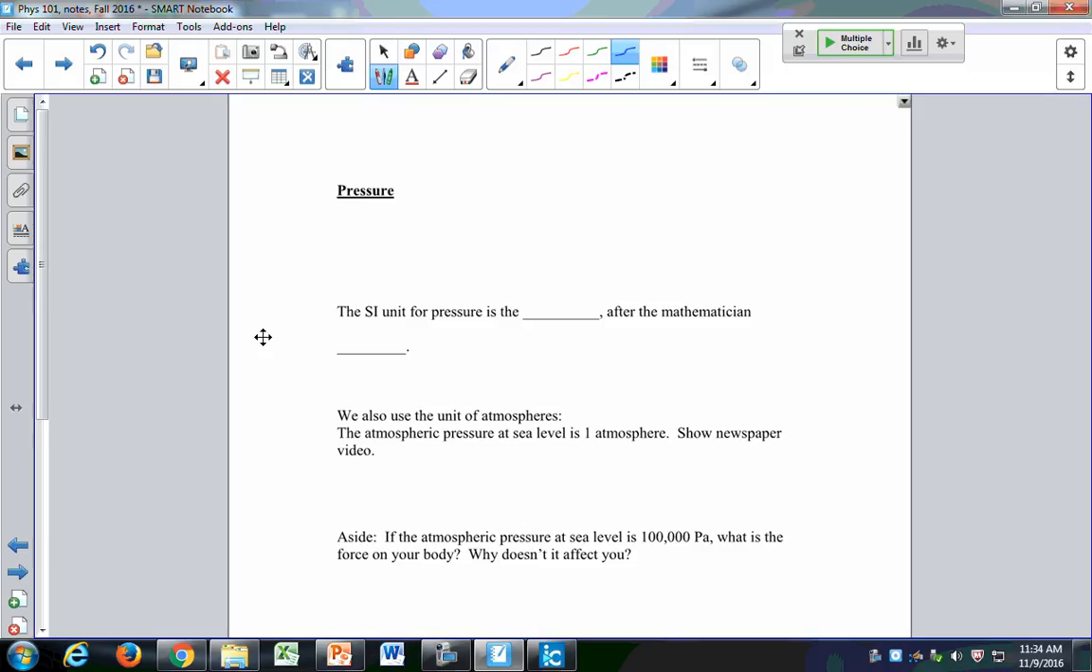So, pressure. I'm going to use a capital P. And my P's, I always put a little base on them to tell them apart from rho. Get over it. That's how I write my P's. Maybe one day you'll start writing your P's that way too. So, P is equal to force over area. The SI unit for pressure is the Pascal.